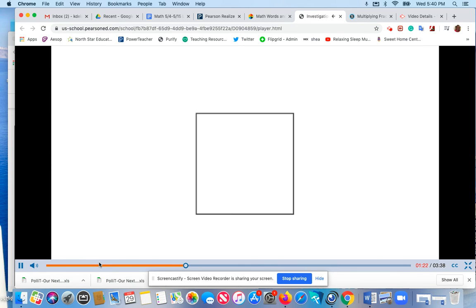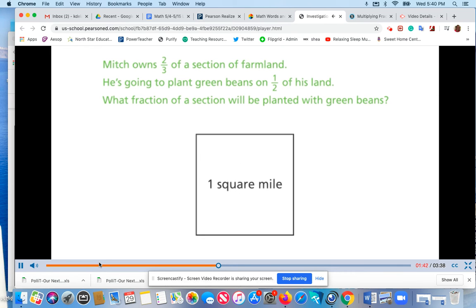I can also use an array to help multiply fractions. I am going to solve a problem about planting green beans. For this problem, this square represents one section of land. A section of land has an area of 1 square mile. Mitch owns 2/3 of a section of farmland. He's going to plant green beans on 1/2 of his land. What fraction of a section will be planted with green beans?